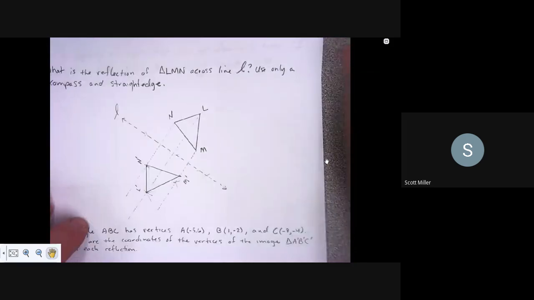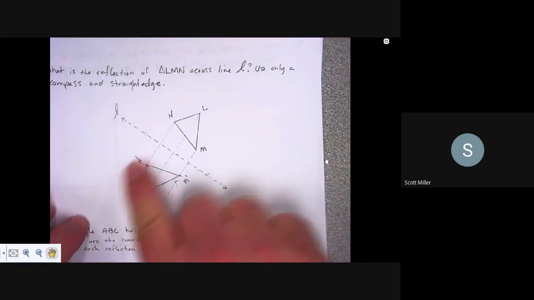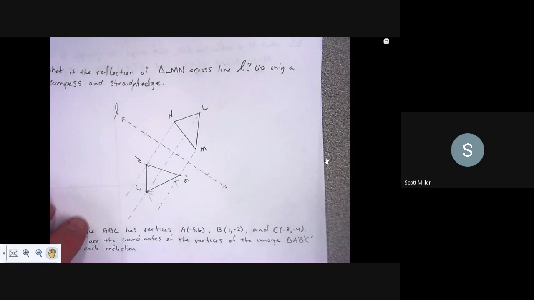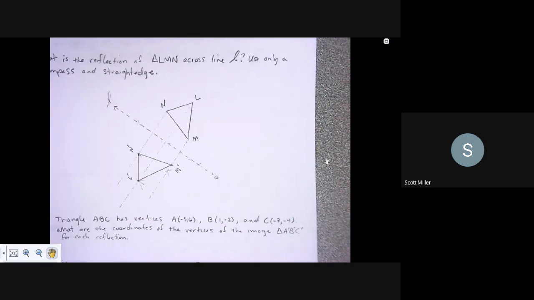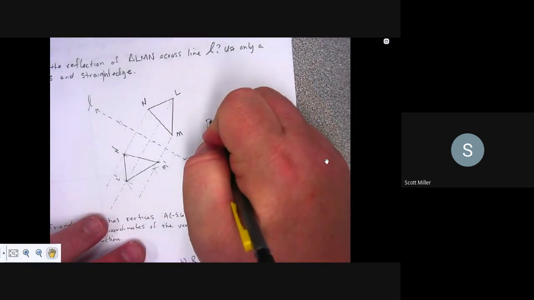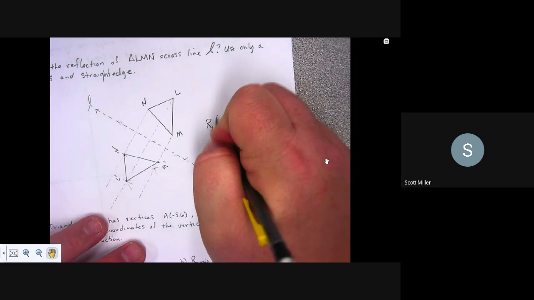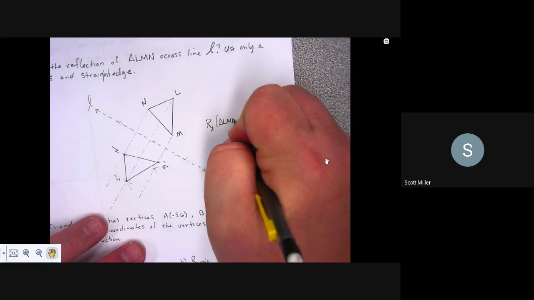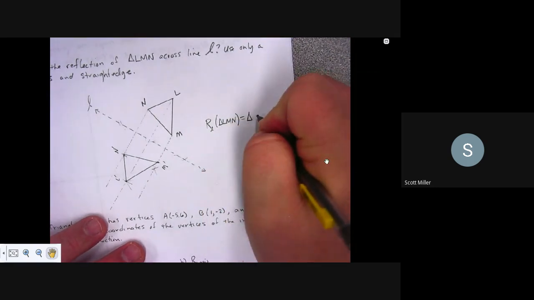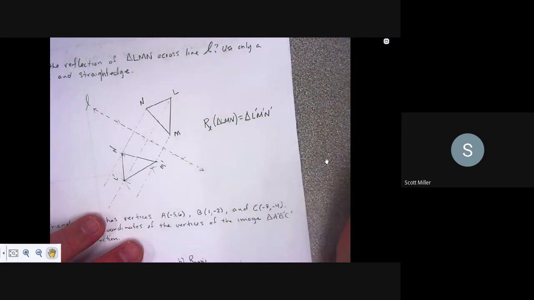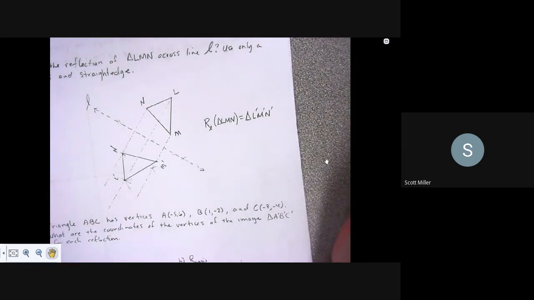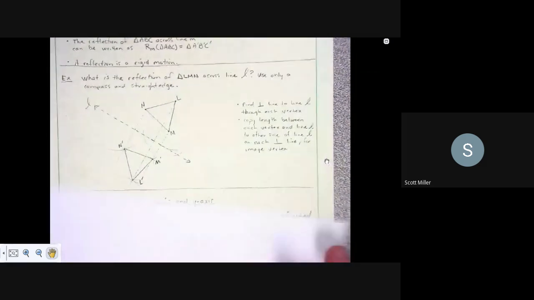So if I took a mirror here and did the reflection in the mirror, this is the shape I would see. Okay? So that's how you would do that. And then you can name this transformation. This is a reflection over line L of the triangle LMN, and it will produce the image triangle L prime, M prime, N prime. And that's how you would write it. So there it is right there, and it's in the directions of what I talked about.